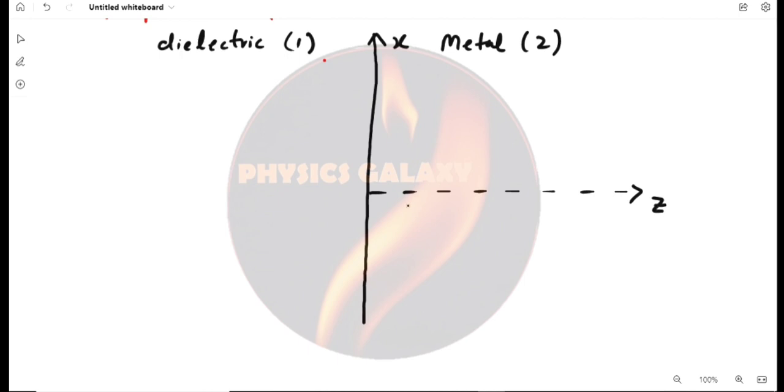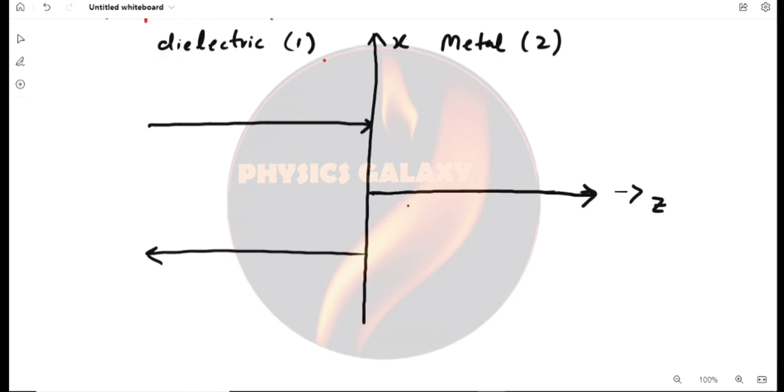First of all I will write all the fields: the incident field, reflected field, and the transmitted field. Suppose this is the incident light, this is the reflected light, and this is my transmitted light. The incident field will be the incident amplitude E naught I times the exponential part, e to the power iota (k1 z minus omega t), because we are in medium 1 and it's propagating in the z direction.